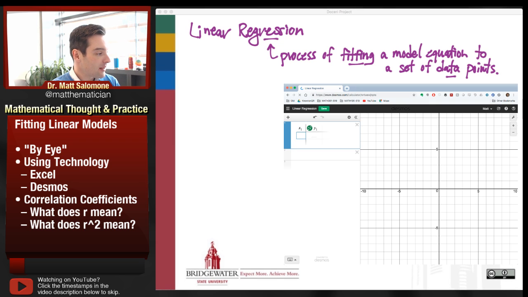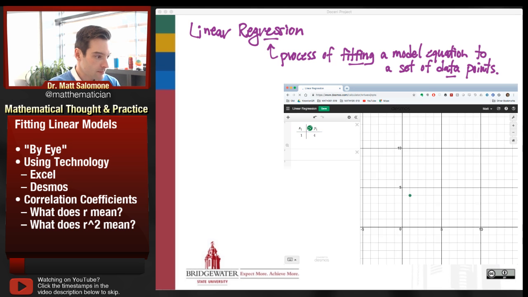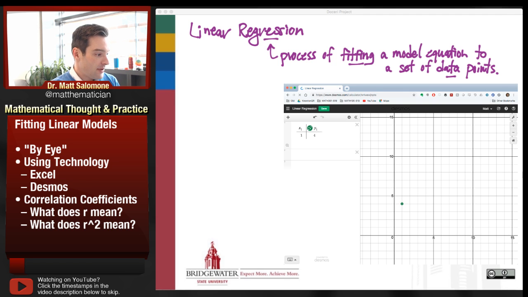Wow, I've never seen it be this slow. I might be having some issues with my computer here. Just give me a second to try and speed things up again. All right, so we'll put a couple of data points down onto my graph. So maybe I'll put one here at 1, 4.